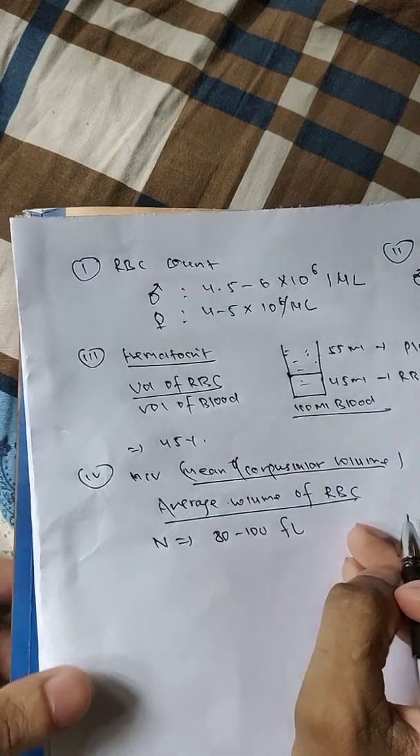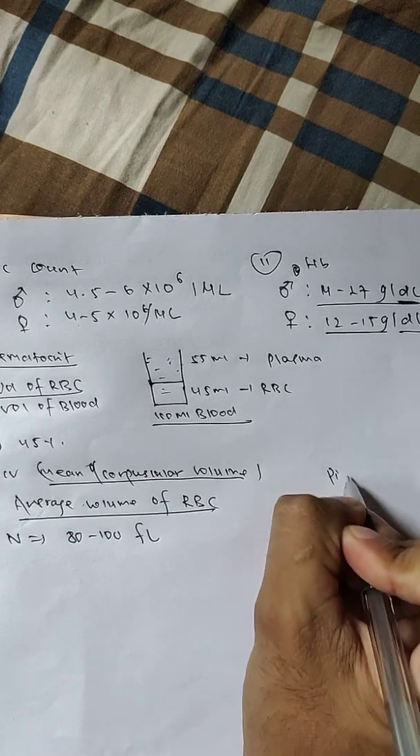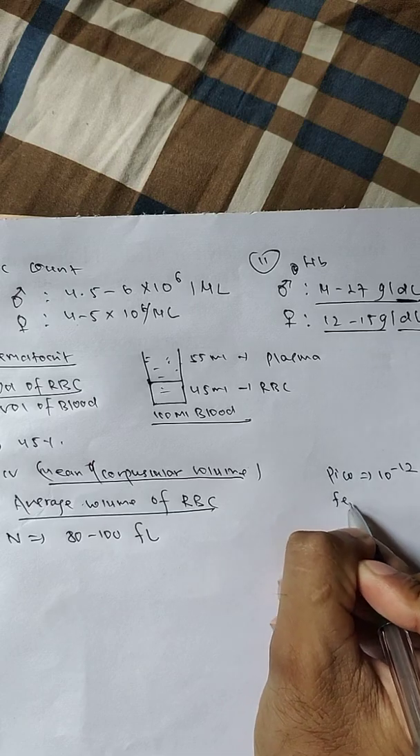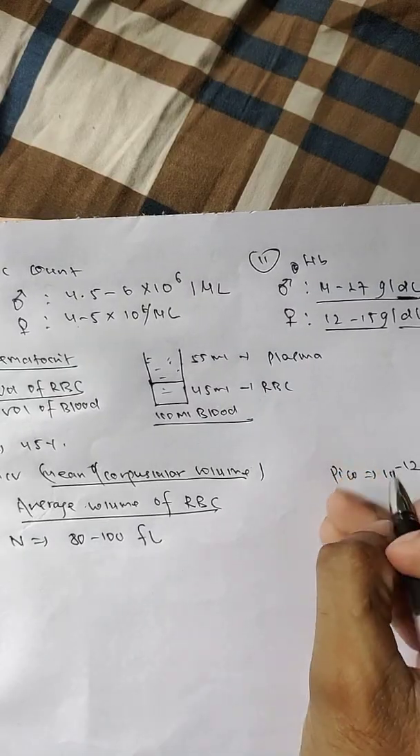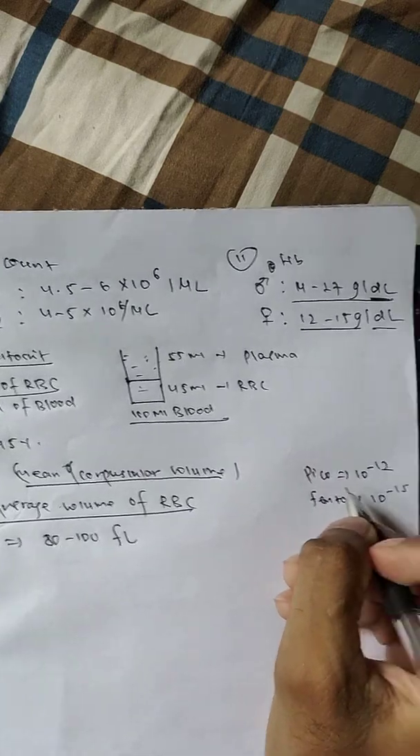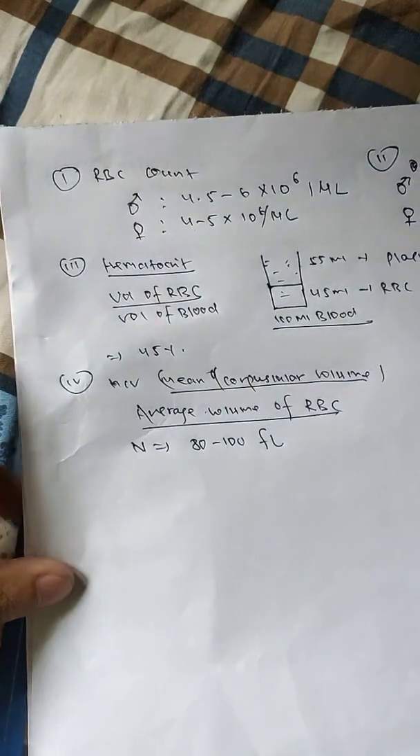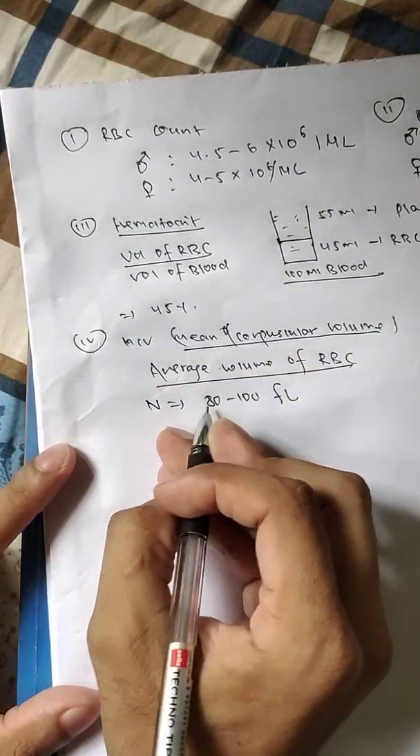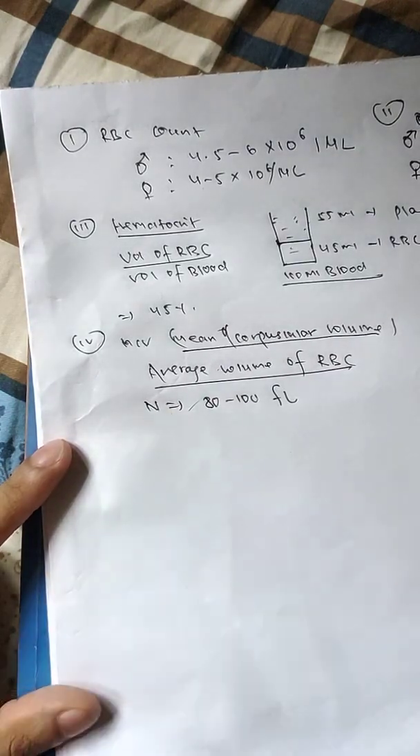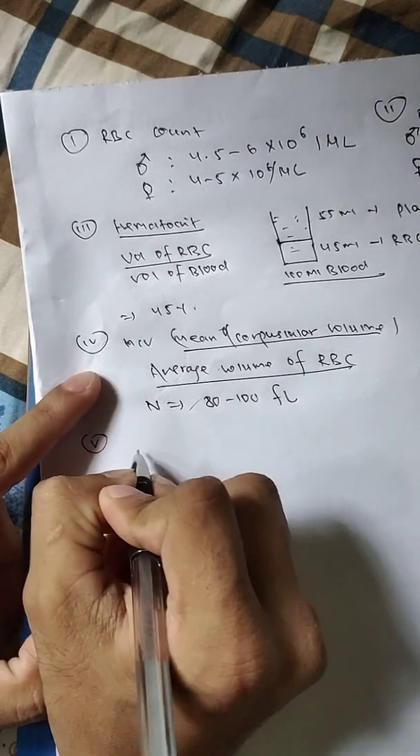FL means femtoliter. Let's talk about pico first. Pico is 10 to the power minus 12, and femto is 10 to the power minus 15. This is applicable to liter, gram, whatever. So until now we know the normal volume of the RBC, the hematocrit value, the RBC count and the hemoglobin count.